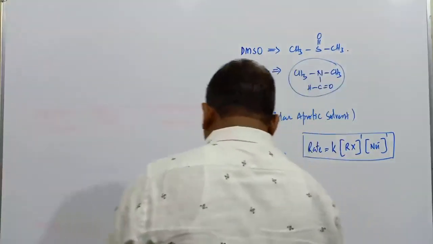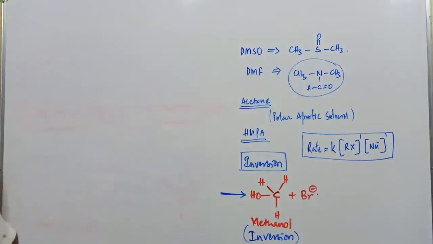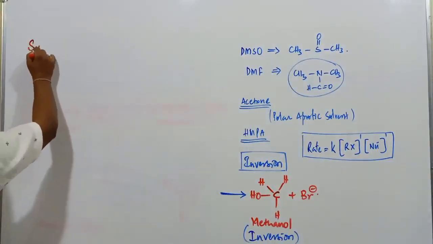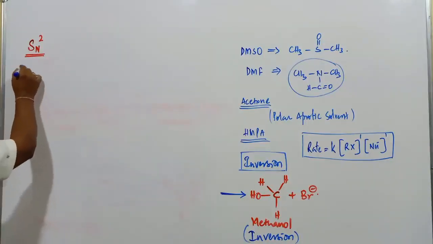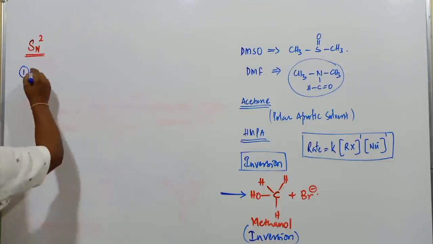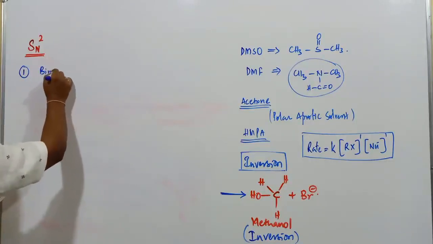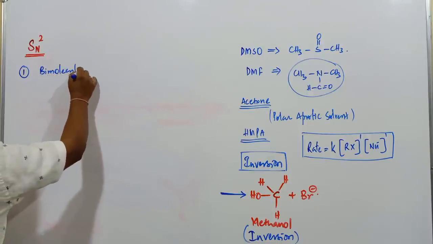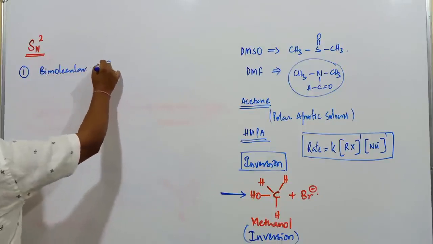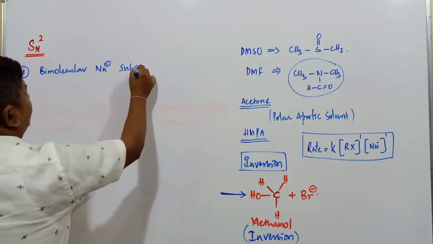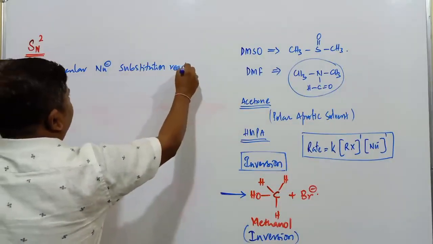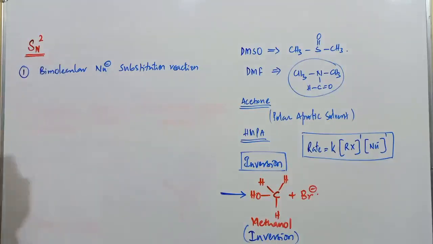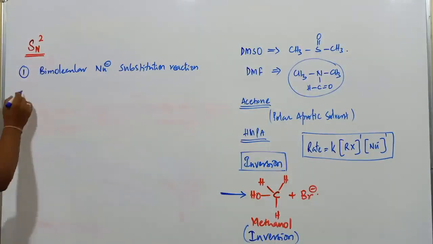So what are the important points related to this SN2 mechanism? First point, number one, this particular reaction is going to be bimolecular. It is a bimolecular nucleophilic substitution reaction. SN1 was a unimolecular nucleophilic substitution reaction.